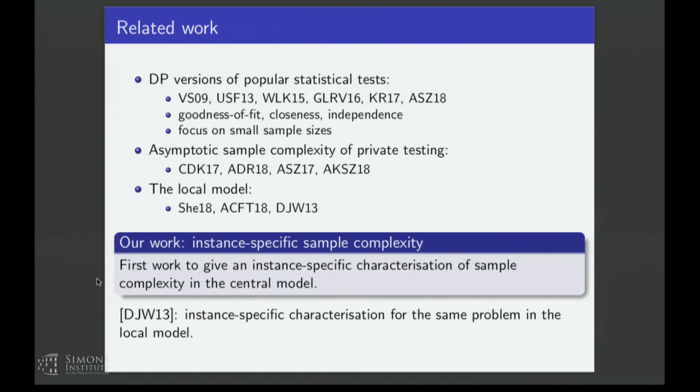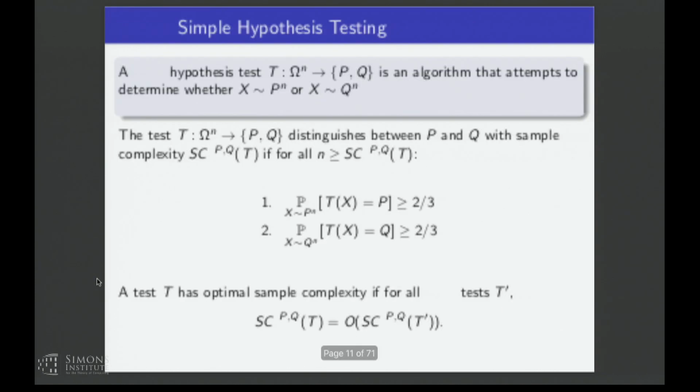What is maybe different about this work is that we're going to give an instance-specific sample complexity. So for the P and Q we're trying to distinguish between, the sample complexity we're going to give is in terms of P and Q. And as far as we know, this is the first work that gives an instance-specific characterization of sample complexity in the central model. In the local model, Duchi, Jordan, and Wainwright give an instance-specific characterization for the same problem of simple hypothesis testing, but in the local model. And we'll talk a little bit more about their result a little later.